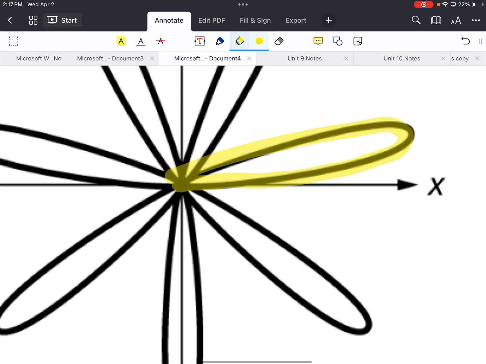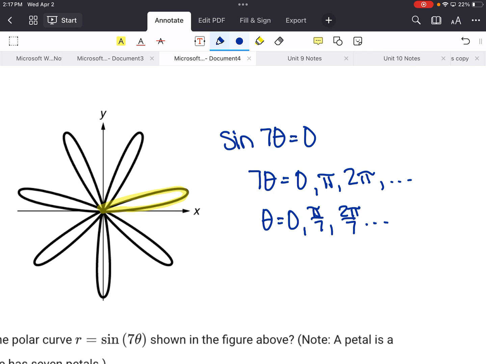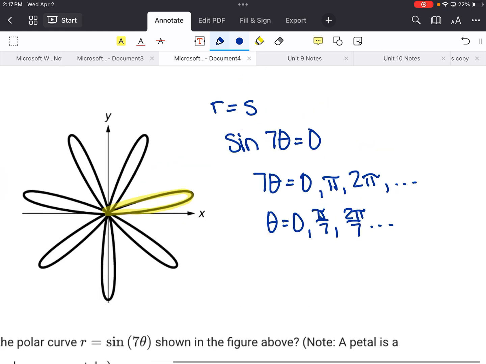When I'm looking at this graph, the points that are easiest to pick out are the ones here at the origin. So when does it have a radius of 0, and then make a loop, and then have a radius of 0 again? So if I'm asking when does it have a radius of 0, the equation is r equals sine 7 theta, my pencil is not working real well, sorry. And I want to know where r is equal to 0, then that becomes 0 equals sine of 7 theta. Where is sine equal to 0? Well, sine is equal to 0 at 0, pi, 2 pi, and so on.